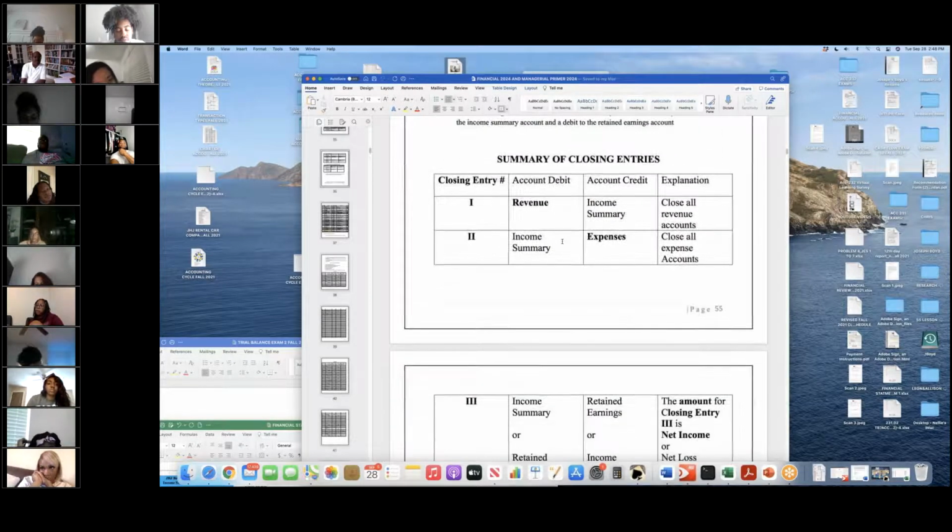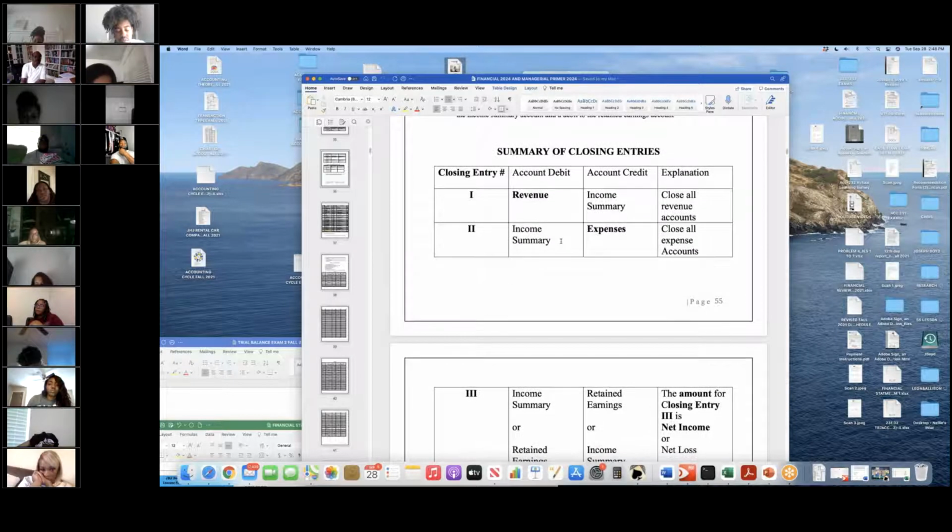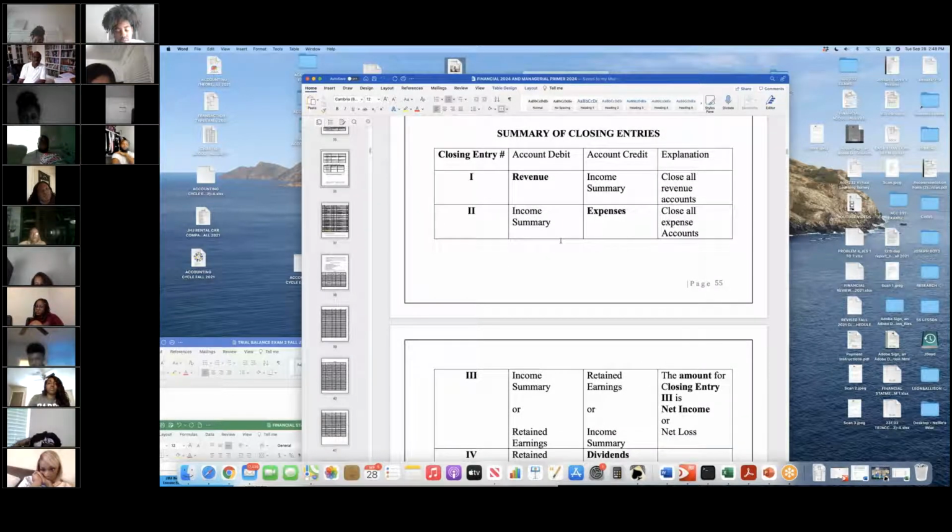There are 4 closing entries. In closing entry 1, we close the revenue. Okay, so we're closing the revenue by debiting revenue and crediting income summary. Closing entry 2, we're closing the expenses. We debit income summary and credit expenses. So now all the revenue accounts and all the expense accounts are closed.